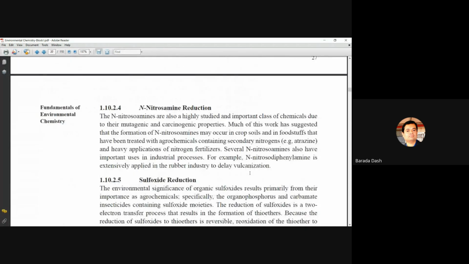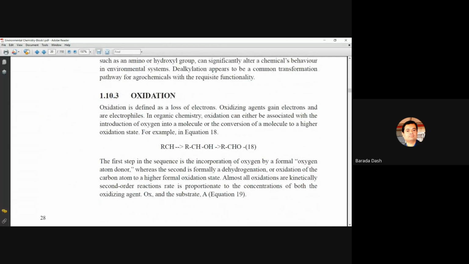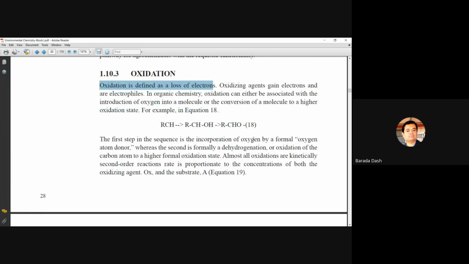Next, oxidation. As I told you, loss of electron is oxidation, and gain of electron is reduction. So basically, any reaction where there is a loss of electrons, or gain of oxygen or loss of hydrogen, is called oxidation. And in a reduction process, there is a gain of hydrogen or gain of electrons. If you add hydrogen to that, that is called reduction.